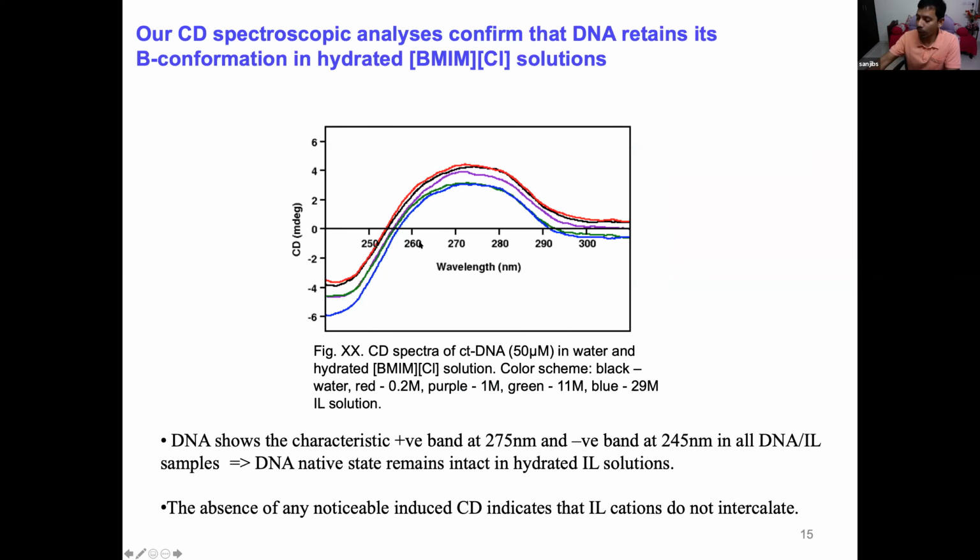So for this particular MD simulation, which was done in our lab for the first time, there was no experimental data in the literature. So we had to do the experiment ourselves. This is the first in-house experiment, where we did CD spectroscopic analysis to see whether DNA retains its B conformation. And we found that, irrespective of IL concentration, at all IL concentrations, the DNA B conformation is intact.